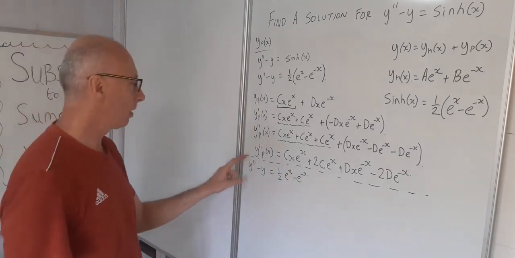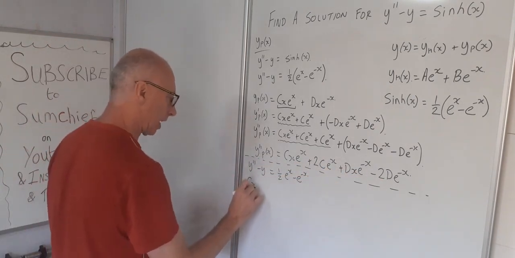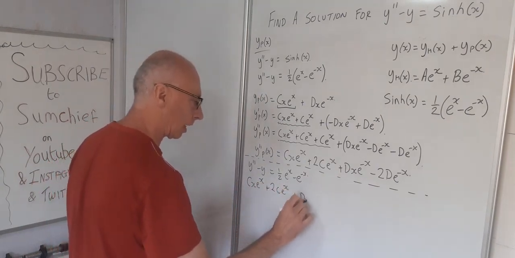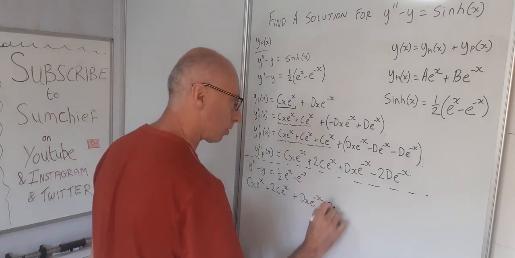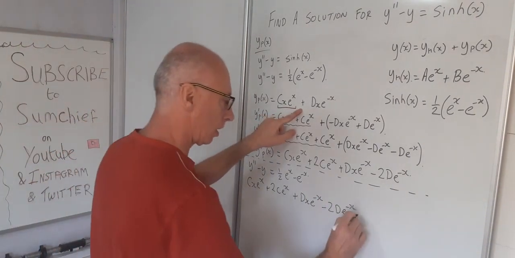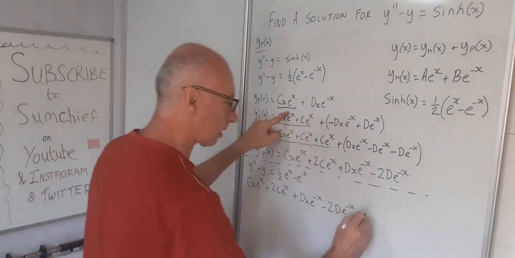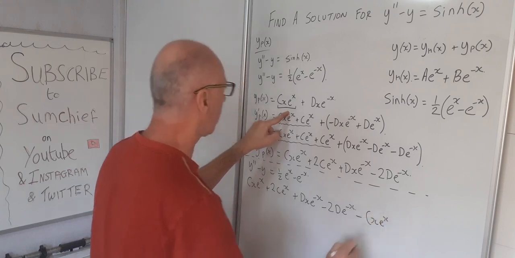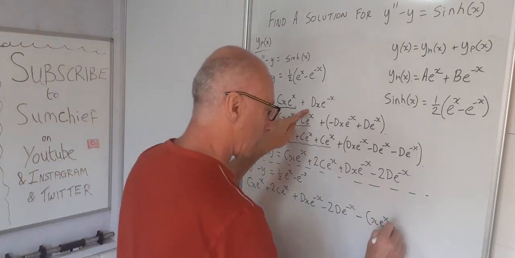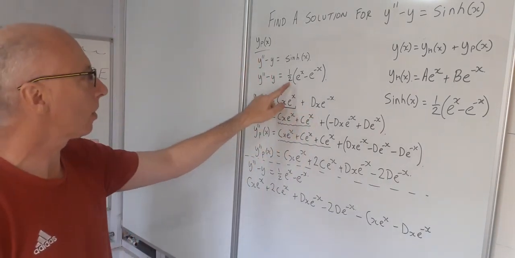I can now rewrite this as my y double prime will be this. So I've now got cx e to the x plus 2c e to the x plus dx e to the minus x minus 2d e to the minus x, and my y, which is this one, so it's a minus sign, so don't forget that, so minus cx e to the x and the dx e to the minus x, which, being careful, that is actually going to be a minus sign, so minus dx e to the minus x, and that's going to equal this one.